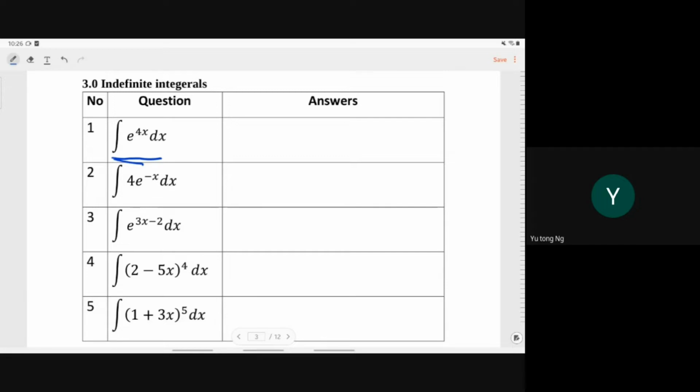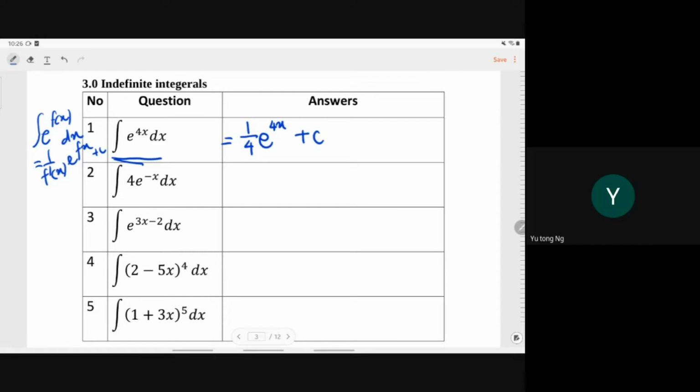Okay, so let's look at the first question. It is e^(4x) dx. This one comes from the equation. When we integrate, the rule is: integrate e^(f(x)) dx, and we will get the answer in terms of 1 over f prime x, e^(f(x)) plus c. So for the first question, you should get 1 over 4 e^(4x) plus c.